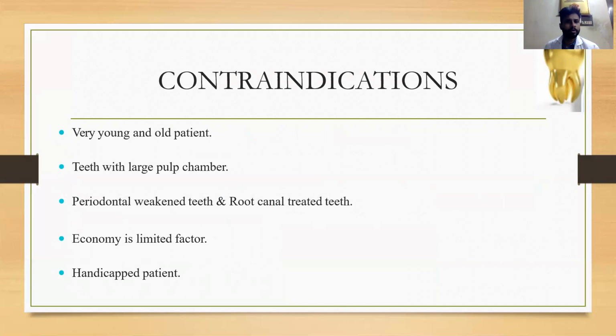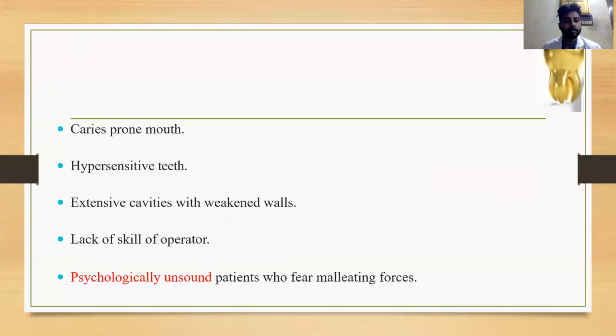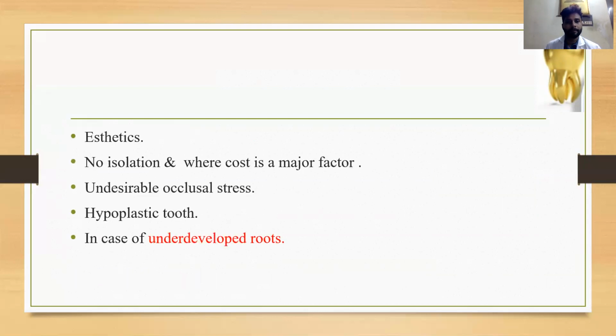Moving on to the contraindications, gold restoration should not be indicated in very young patients and old patients, teeth which have a large pulp chamber, periodontally weakened and root canal treated teeth, where economy is a limiting factor, and handicapped patients. And some more we can see, such as caries prone mouth, hypersensitive teeth, extensive cavities with weakened walls, lack of skill of the operator, and psychologically unsound patients who fear malleting forces. So these can also be contraindications for gold restorations.